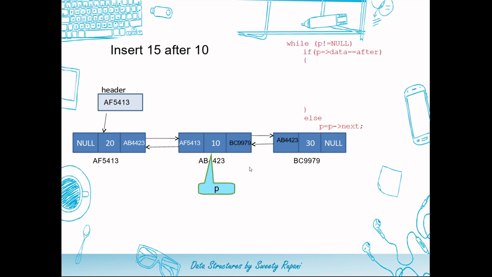Shifting P. Does it match my data part? Yes, it matches my data part. So if condition goes true, data part of P is equal to after. After holds the value 10. It matches my current condition and a condition becomes true. So this node has already been created using a malloc statement. Null values are assigned, data value is moved. Now what we have to do is we'll have to insert this 15 node after 10 and before 30.